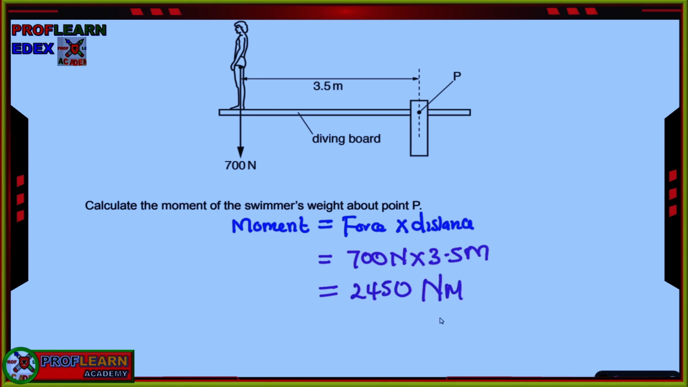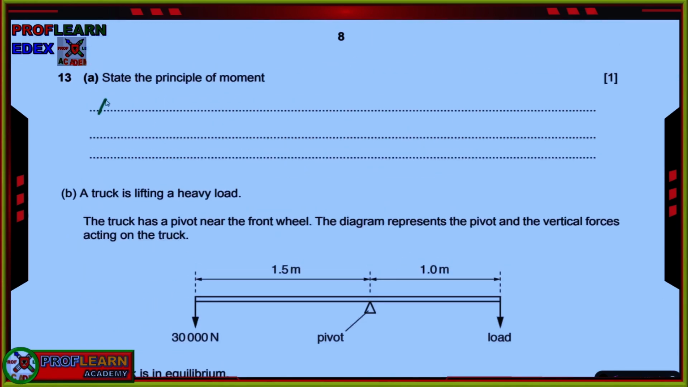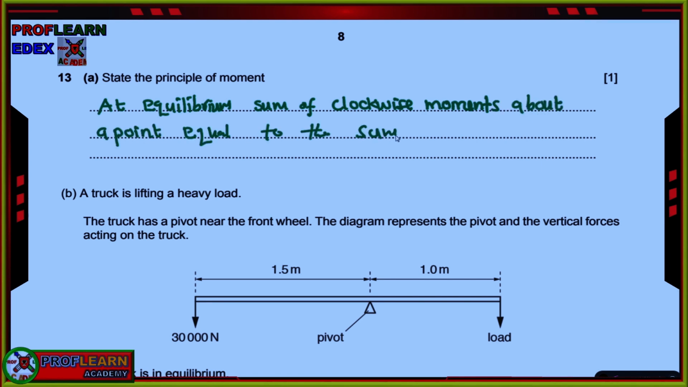So this is the concept that confuses students. When we are talking about momentum, it is different from when we are talking about moment. You need to understand the difference. And in this concept, you also need to understand the principle of moments. The principle of moments states that at equilibrium, at balance, the sum of clockwise moments about a point is equal to the sum of anti-clockwise moments about the same point.